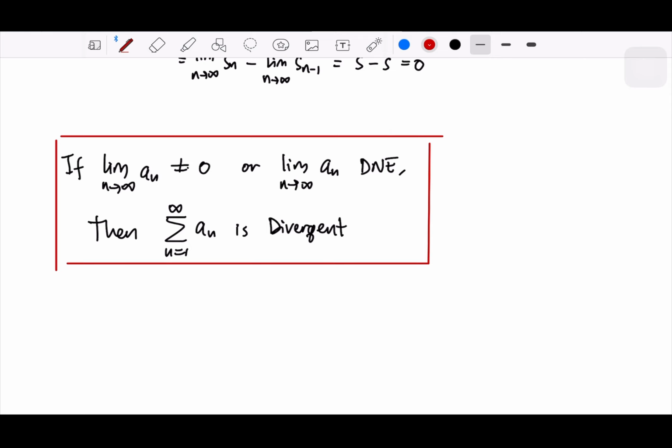So when we have the series, we know the formula for the series. We take the limit, and if the limit is not 0 or does not exist, we can directly tell that this is divergent. We also call this the test for divergence, or the divergence test. I believe this is one simple method to check whether the series is divergent or not.